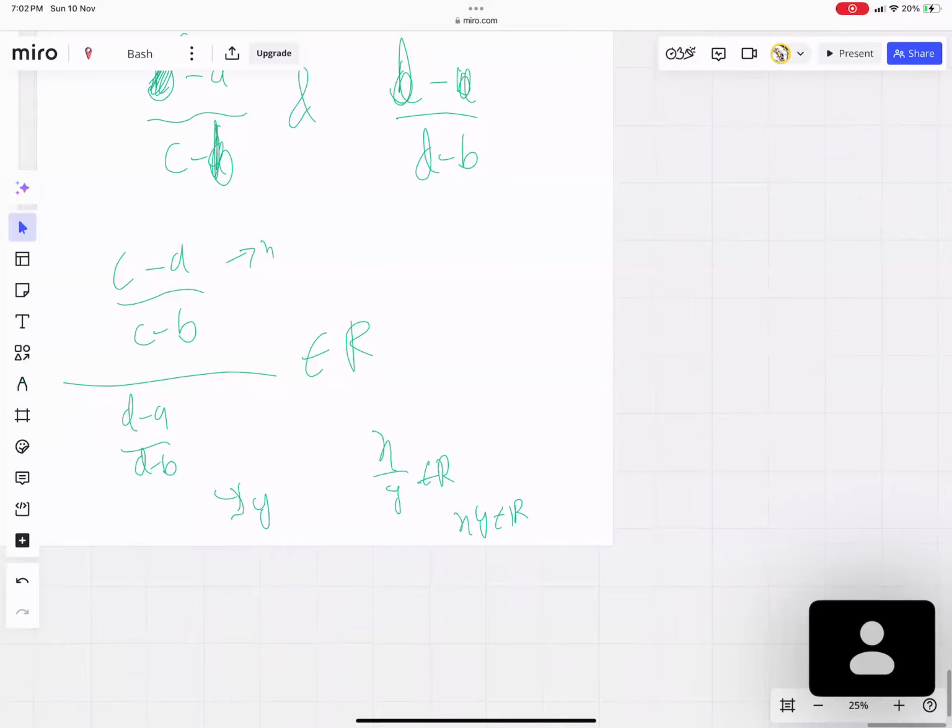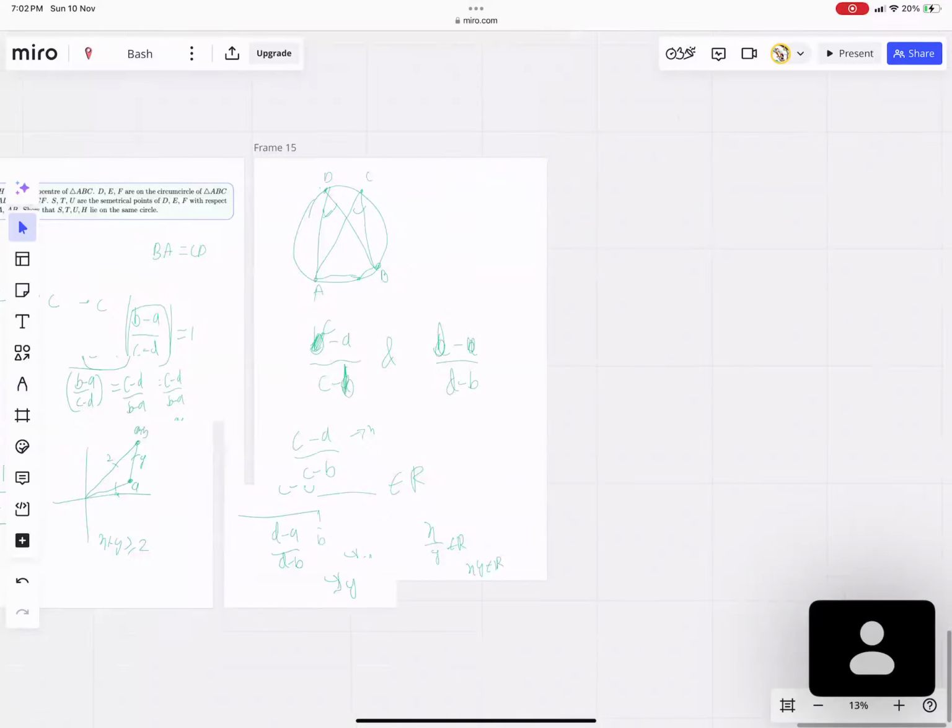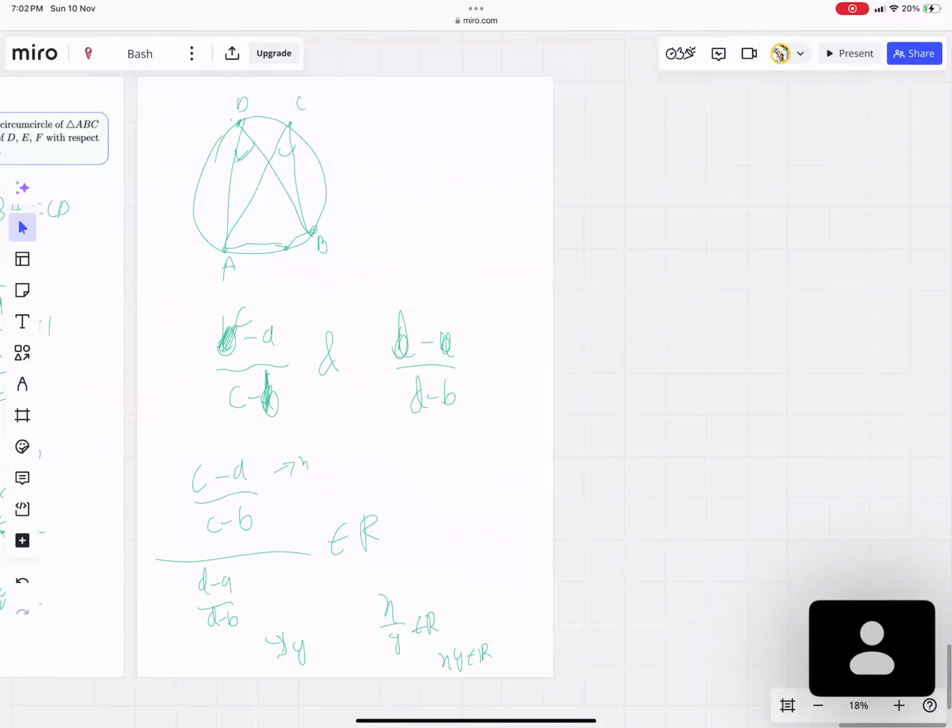Also, in general, if you want to prove concyclicity of 4 points, you have to be smart of which order you're doing it in. So here, I did C minus A and C minus B and D minus A and D minus B. But depending on the context, choose the points A, B, C, D which reduce the calculations the most.